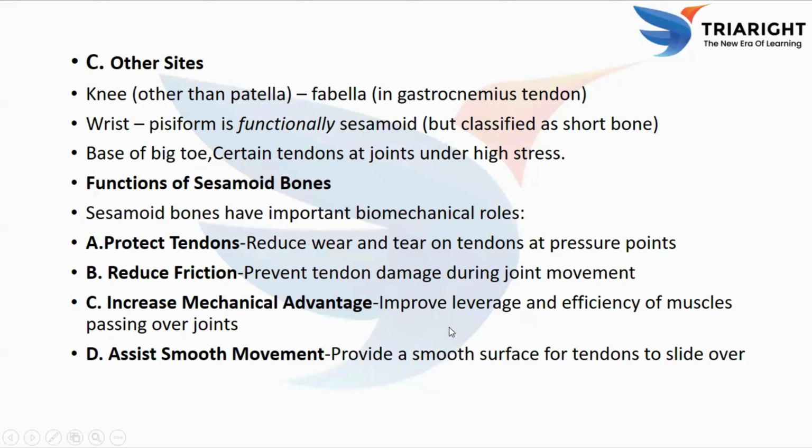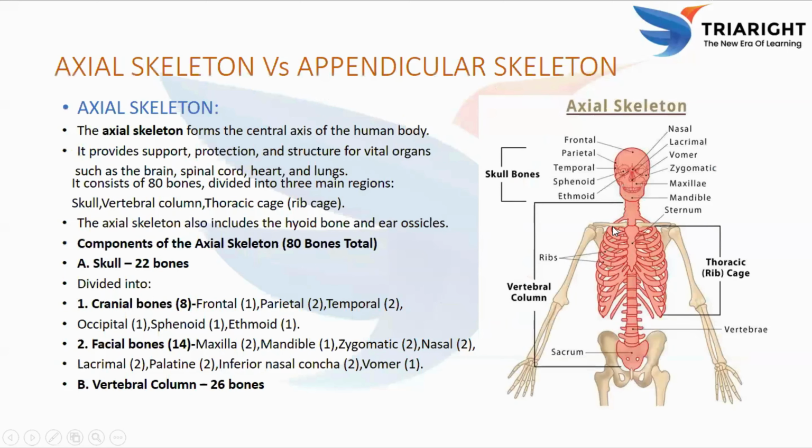So you have learned about the types of bones. What are they? Long bone, short bone, flat bone, irregular bone, and also the sesamoid bone. This is the classification of the bones within the musculoskeletal system. Now let us discuss the axial skeleton and the appendicular skeleton. What is the difference between them? How do they function in the body?